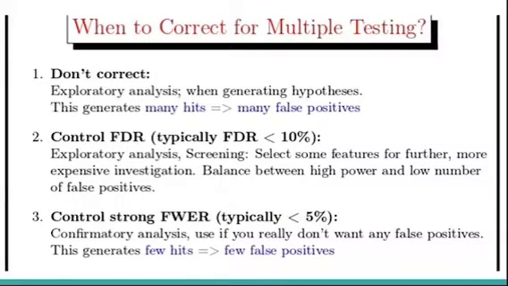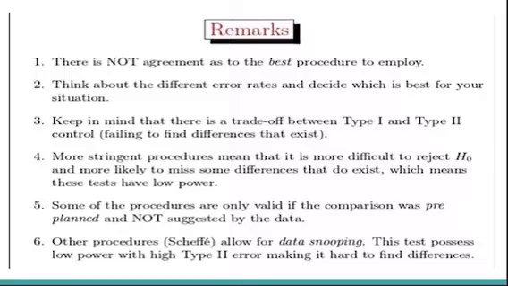We control for false discovery rates, that's less than 10%. Then we control the family-wise error rate, typically at less than 5%. These are the remarks. There's no agreement as to the best procedure to employ. Think about the different procedures and decide which is the best for your situation. Keep in mind, there's going to be a trade-off between type 1 and type 2.